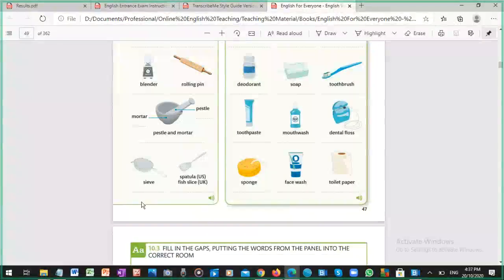Then we have a sieve. Well done. Then the last one, a spatula. Well done. Nice.